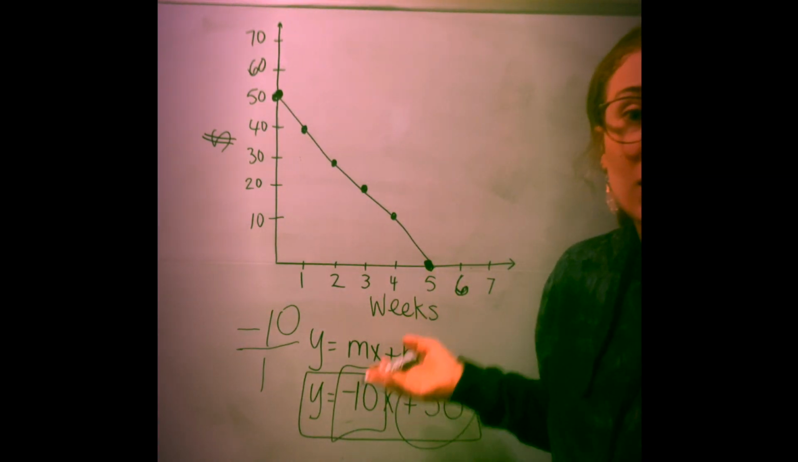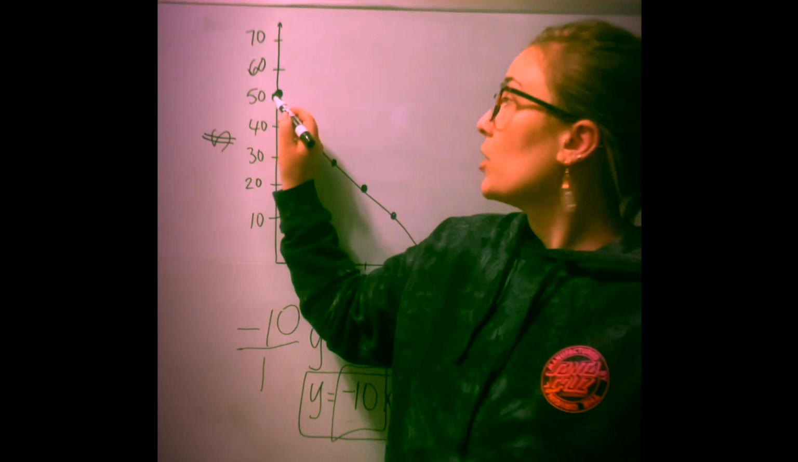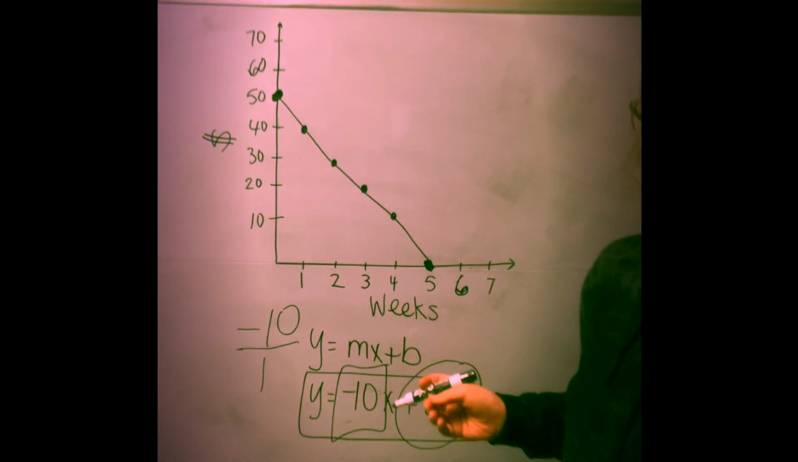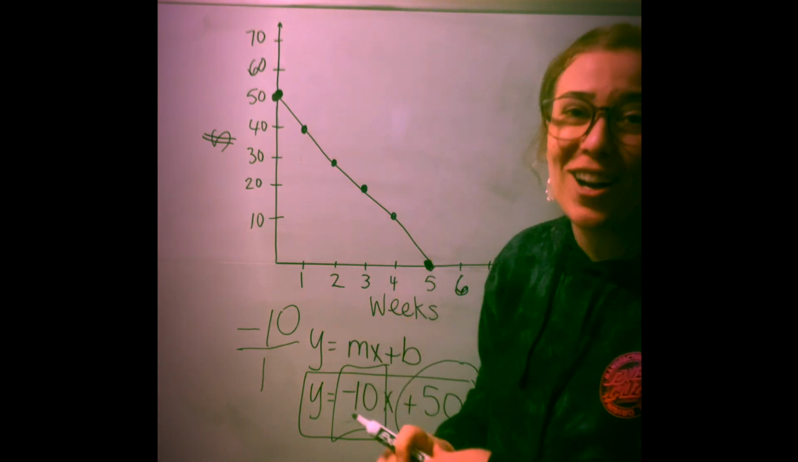And so this right here represents our story. Mrs. Shannon started with $50. Every week she spent $10 on new essential oils. This is a visual representation of the function.